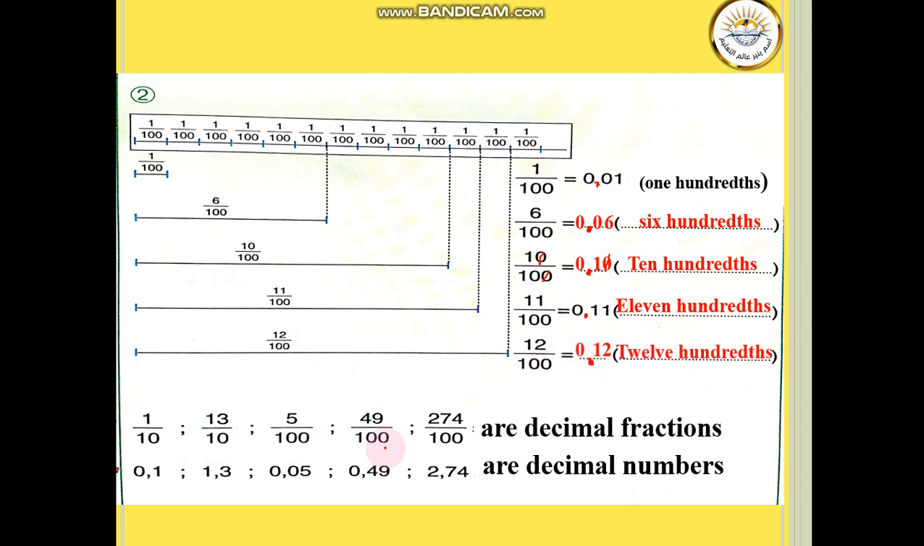So all these fractions are called decimal fractions and all these numbers are called decimal numbers. So the fraction that has 10 or 100 as denominator is called decimal fraction, and the number that has a point is called decimal number.